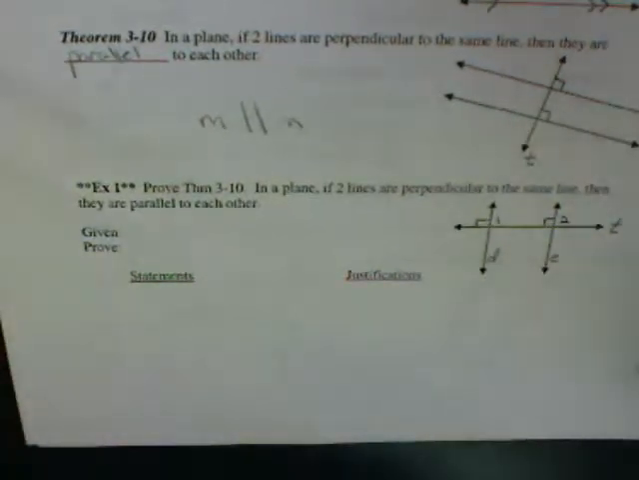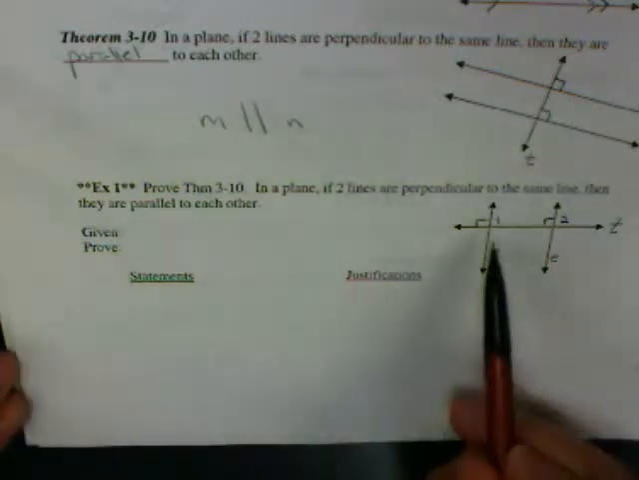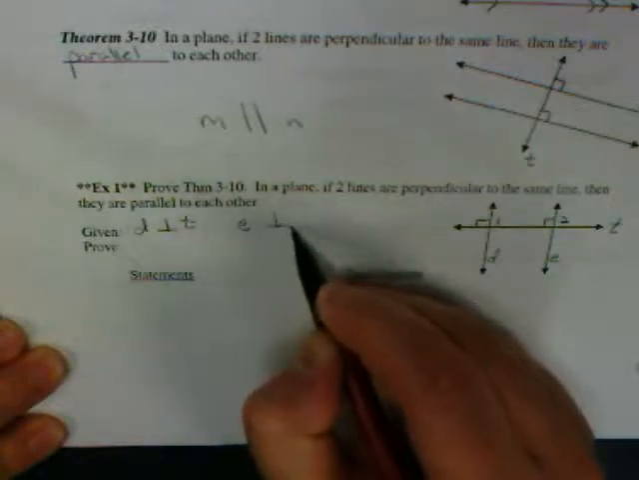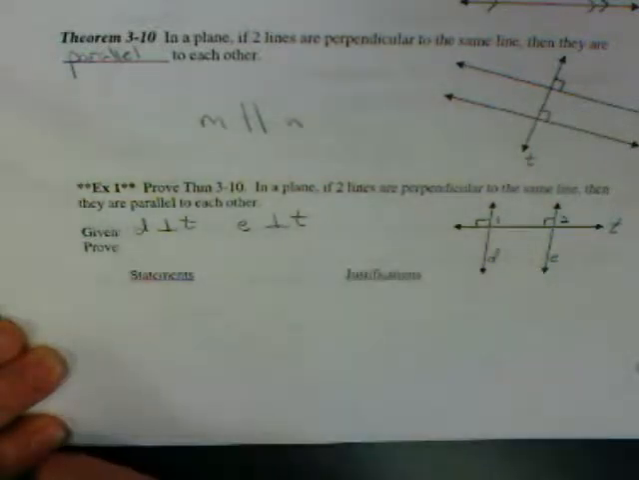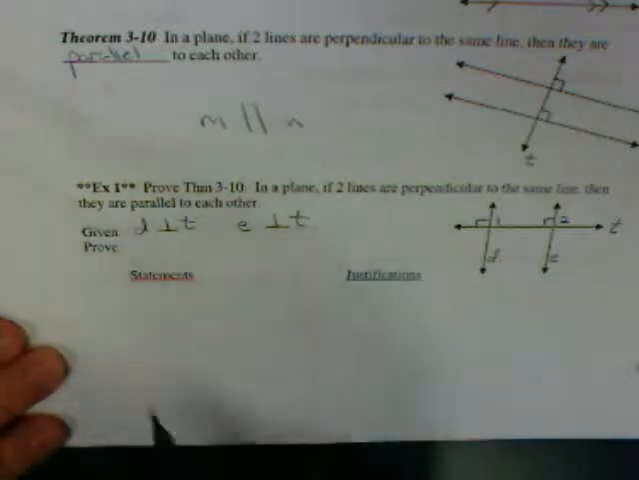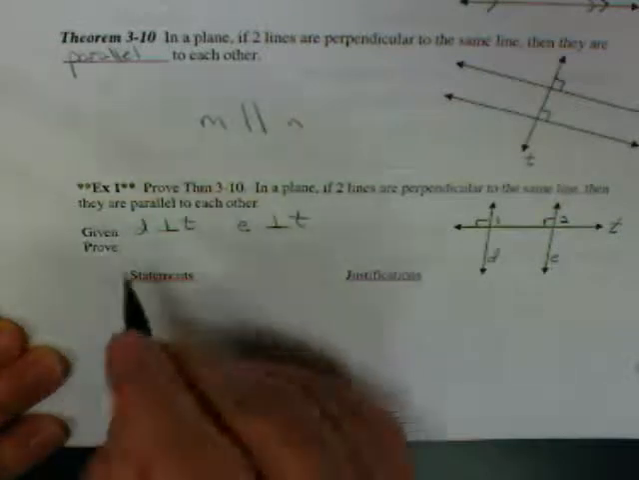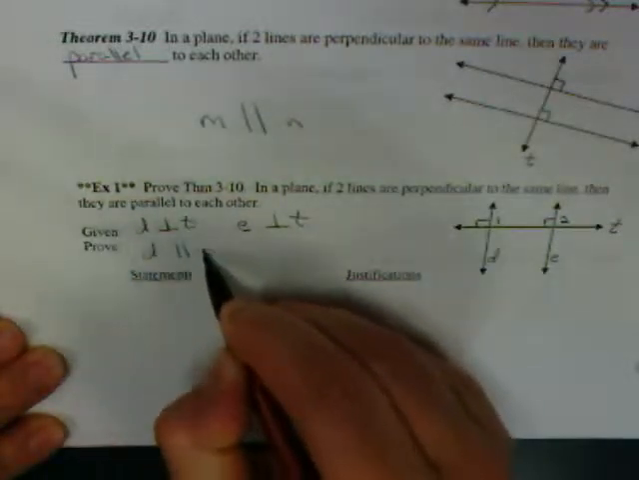And now we're going to take the time to prove that theorem right there. Example 1 says prove theorem 3.10. If two lines are perpendicular to the same line, then they must be parallel to each other. So we're going to pull the given from the marks you can see on the diagram. We have two sets of perpendicular lines, so we can know that D is perpendicular to line T, and also E is perpendicular to line T. For the prove, you go to the instructions, you pull it off the conclusion, the stuff that comes after the word then they're parallel to each other. So we're trying to show that D is parallel to E.